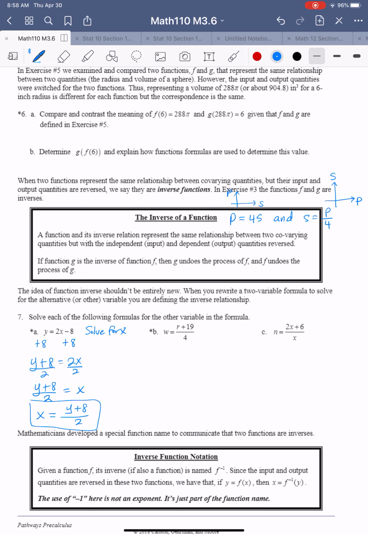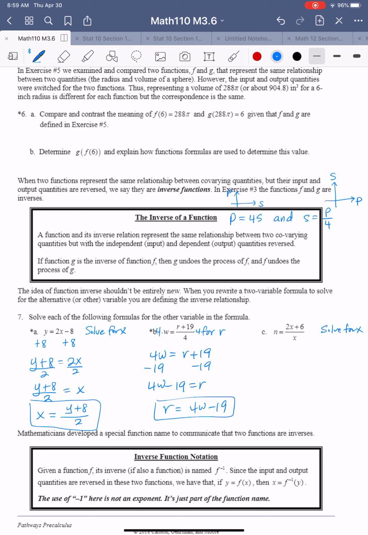We're solving for r this time. So multiply by 4 on both sides. So I got 4w equals r plus 19, and subtract 19 from both sides. We got 4w minus 19, which is r. Now r is 4w minus 19. That's the inverse function.